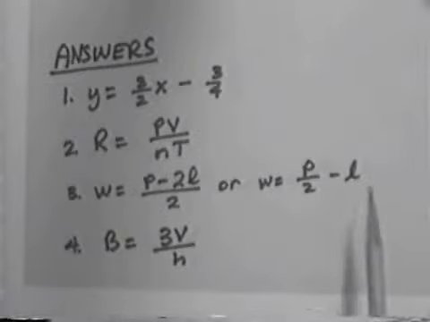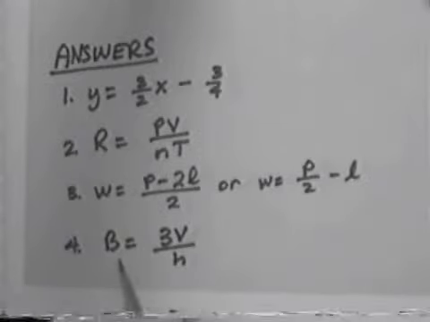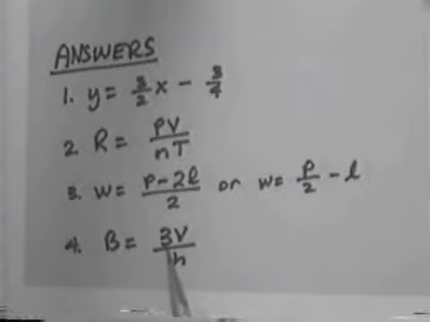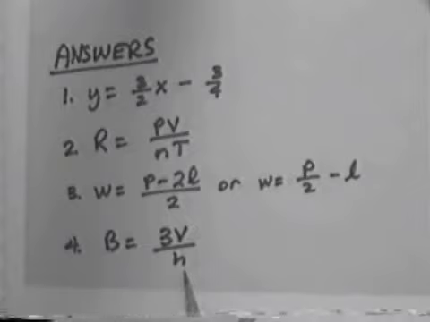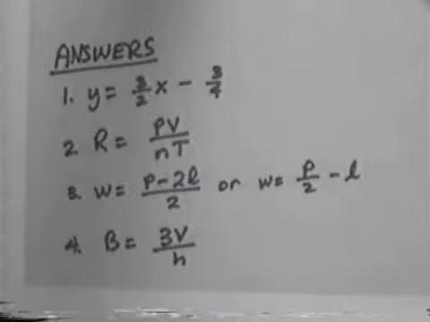For number 4, B is equal to 3V over H. If you made mistakes on any of these and cannot find where you went wrong, be sure to mark your paper so you'll know to ask about those when you go to the lab.